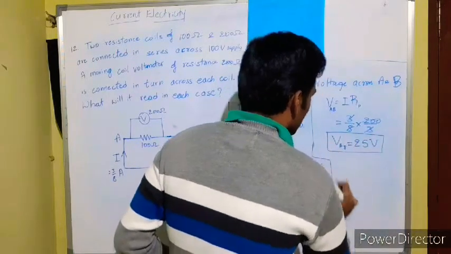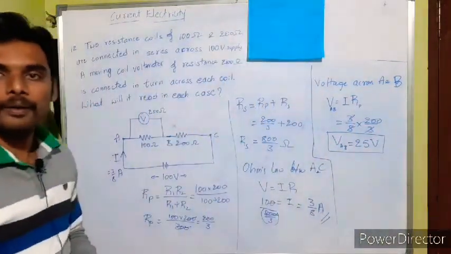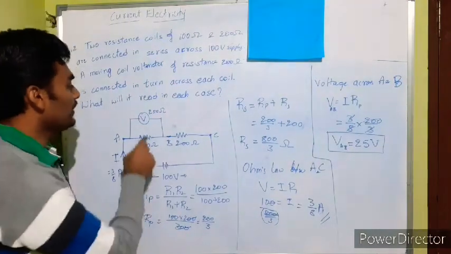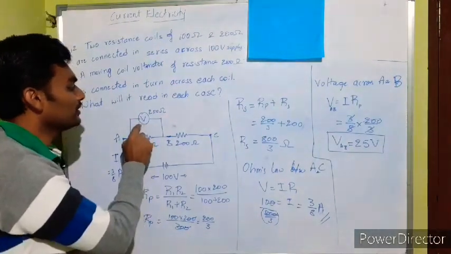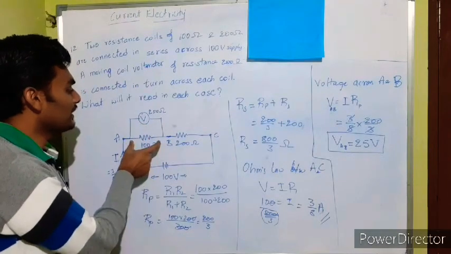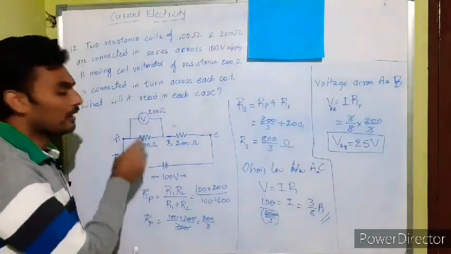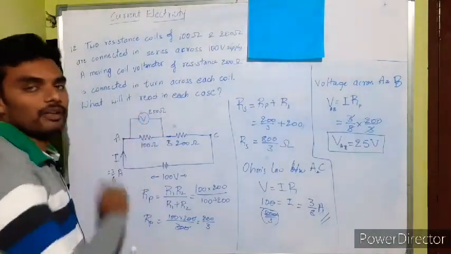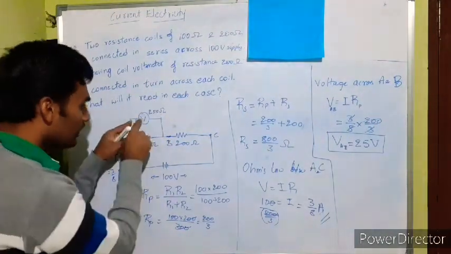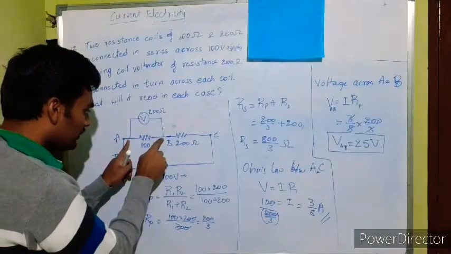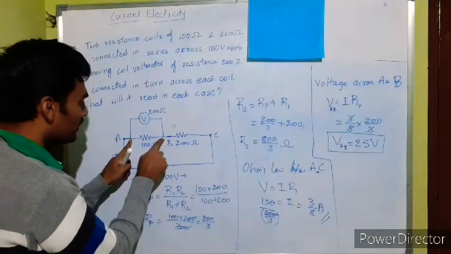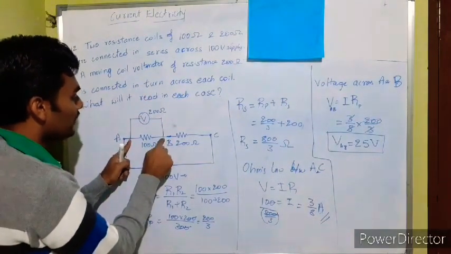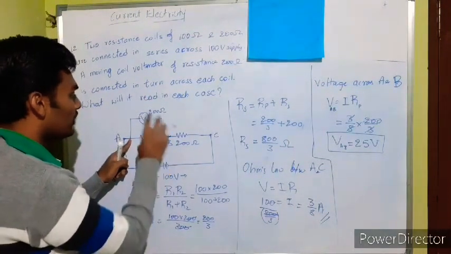Clear with this? What we were supposed to find is the reading of the voltmeter when it is connected across the 100 ohm. This voltmeter itself has its own resistance. These two points are common points for both the voltmeter and this 100 ohm resistance, so the voltage is the same for both of them.